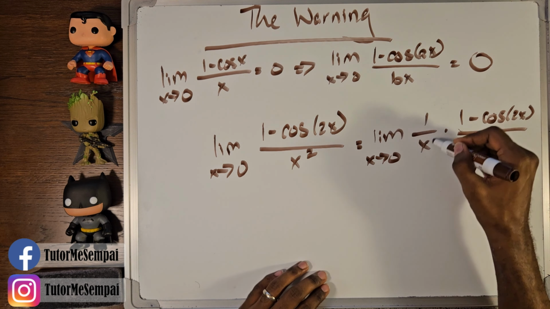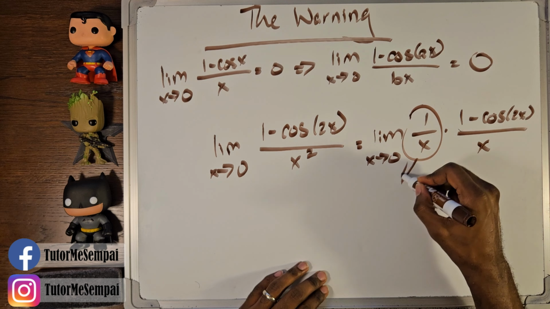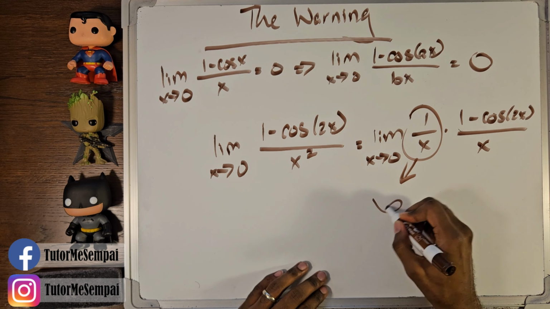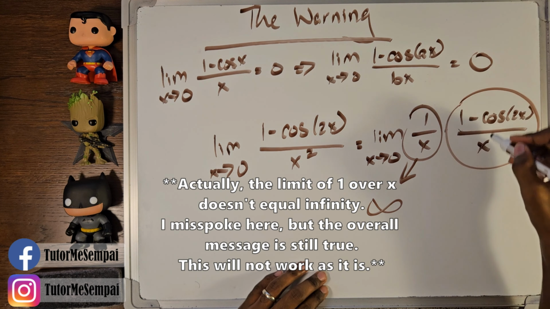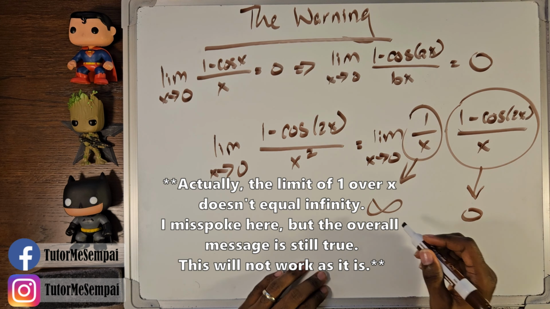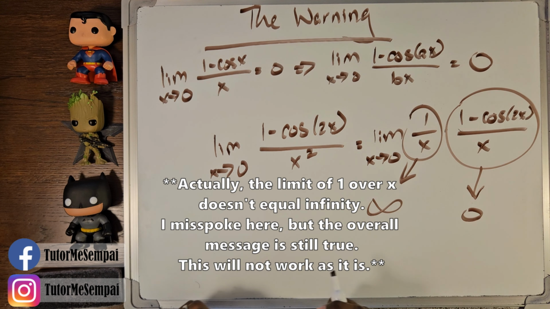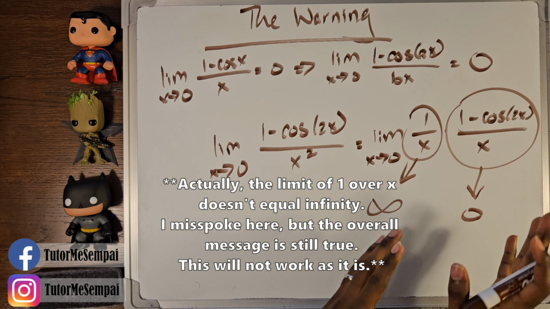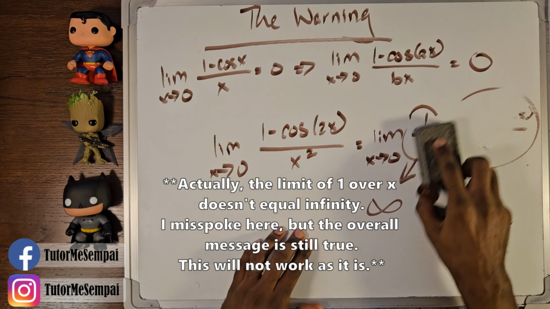However, this is going to go to what? This is going to go to infinity. This is going to go to 0. Infinity times 0 is not always infinity and is not always 0. You can have something else. This is not going to help you. You got to do a little something else here.